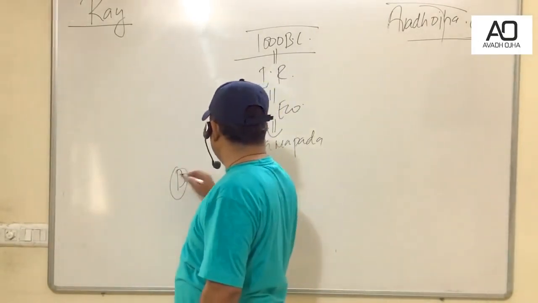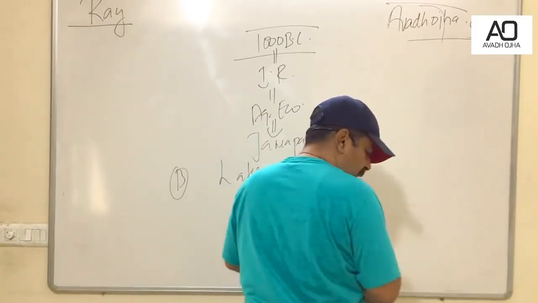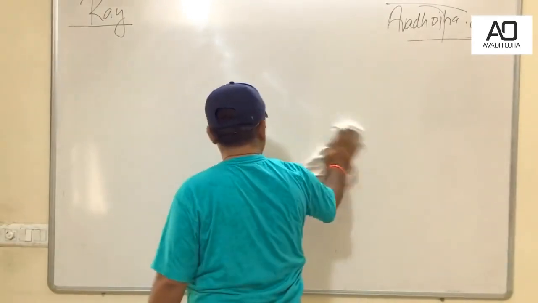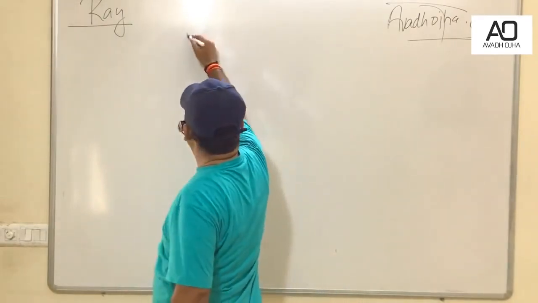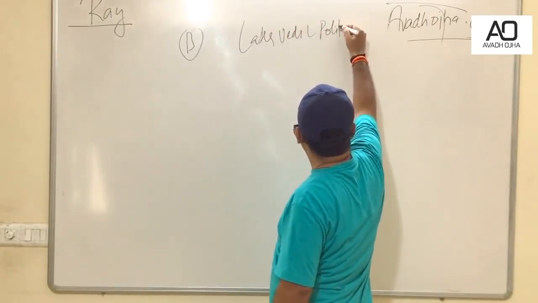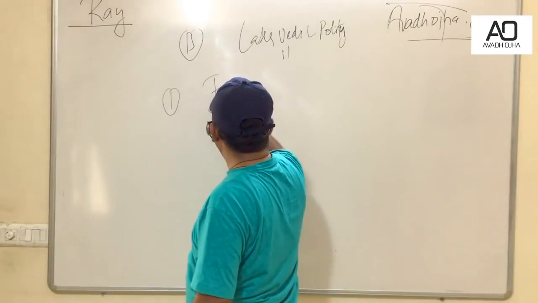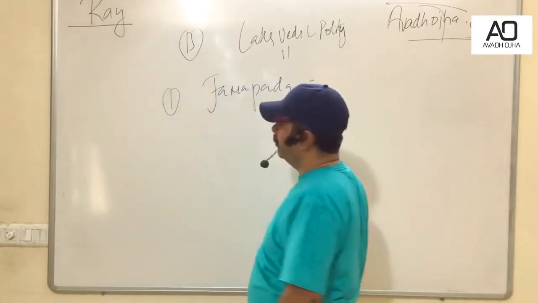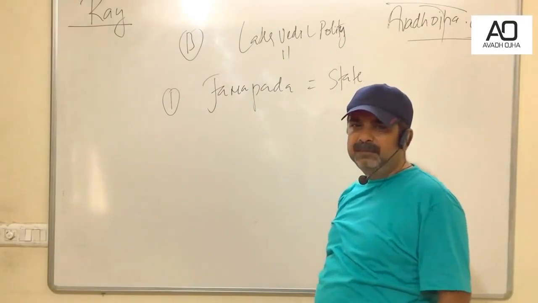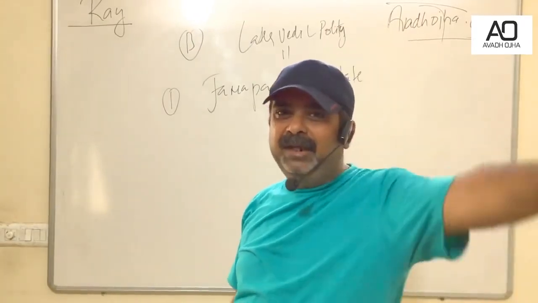So second heading, later Vedic polity. Jana turned into Janpad, state. Why? Agricultural economy. Now people can become stable. People can stay in one area.